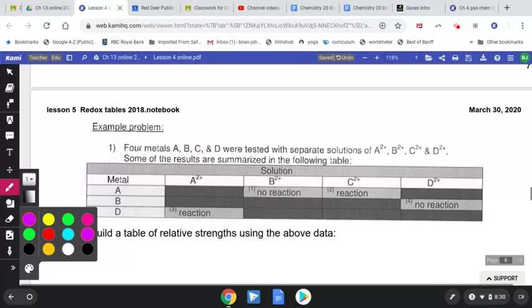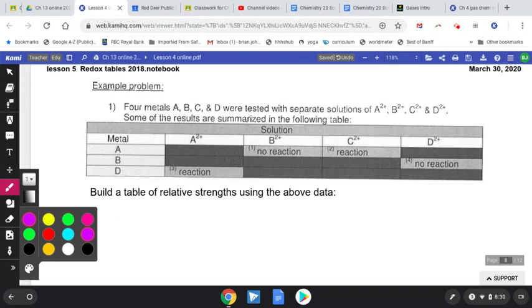Okay, back into your study guide. All right, build a table of relative strengths using the above data. So we're just going to start right into this. Here's our oxidizing agents. They're the more positive. And here's our reducing agents. Okay, so A2 plus as an oxidizing agent. A2 plus becomes A. So I'm just going to write this one out. A2 plus, 2 electrons becomes A.